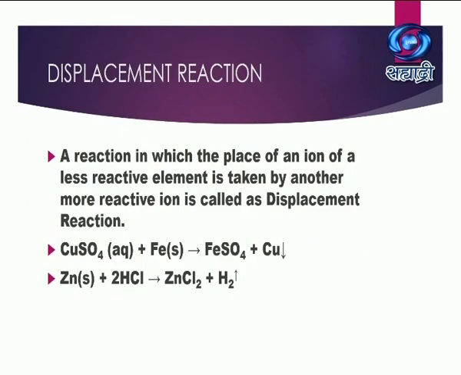Now the next type is displacement reaction. Again, the word itself is telling the meaning, that is, reactants are getting displaced and they are forming new products. A reaction in which the place of an ion of a less reactive element is taken by another, more reactive ion is called a displacement reaction.